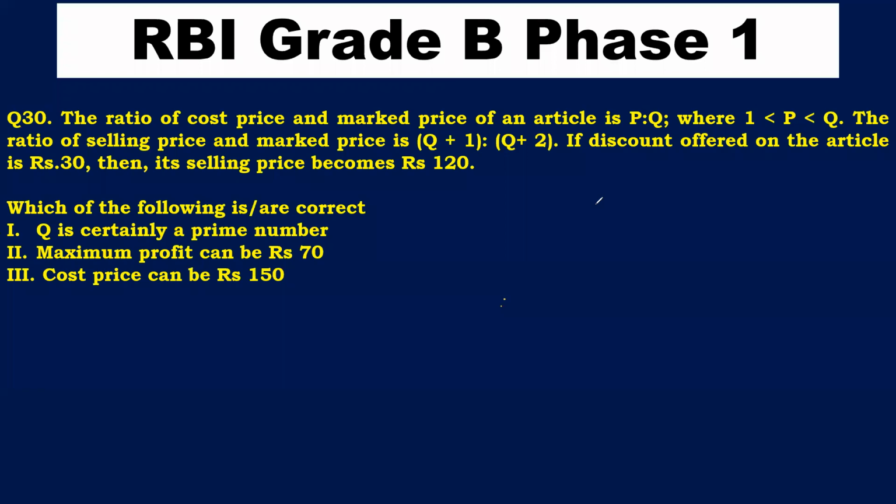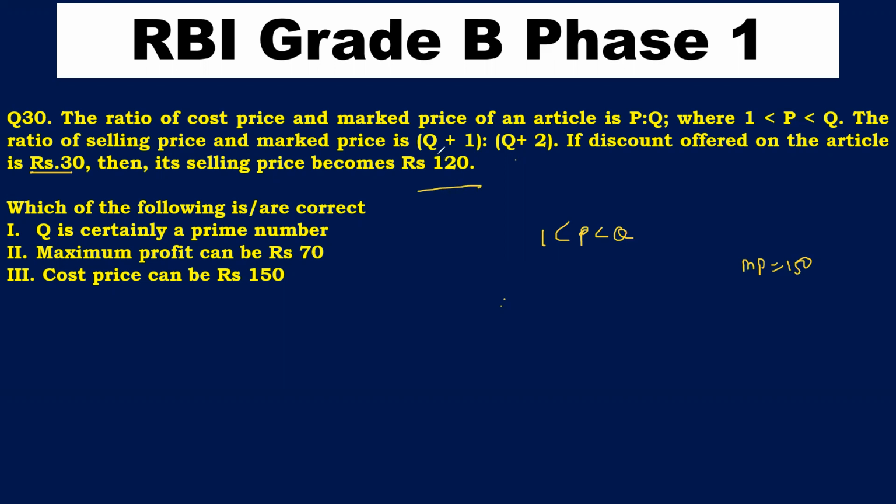The ratio of the cost price and mark price of an article is P to Q, where cost price is greater than 1 and it is less than mark price. The ratio of selling price and mark price is Q plus 1 is to Q plus 2. If the discount offered on the article is 30, then its selling price becomes 120. So that means the mark price is 150, because a discount of 30 is offered and the selling price is 120.